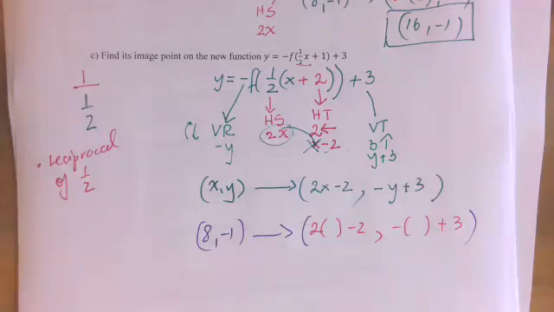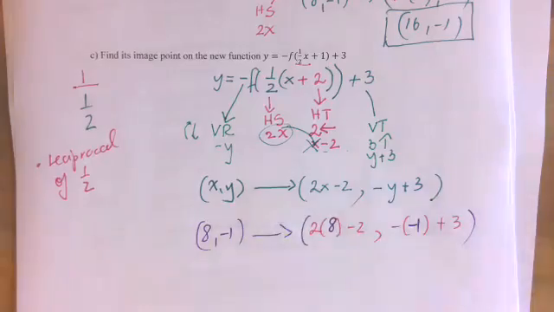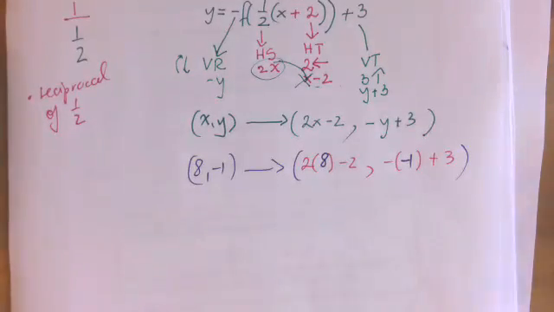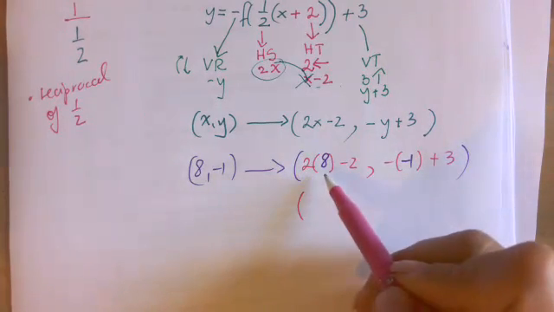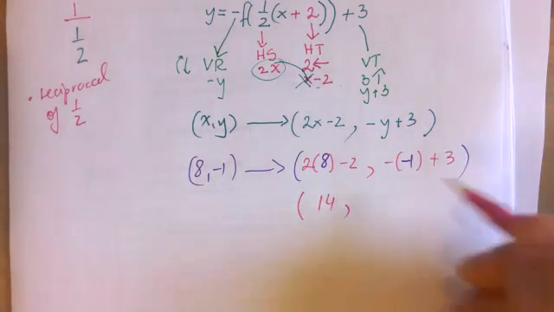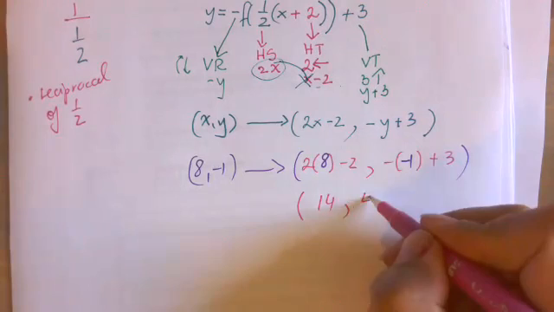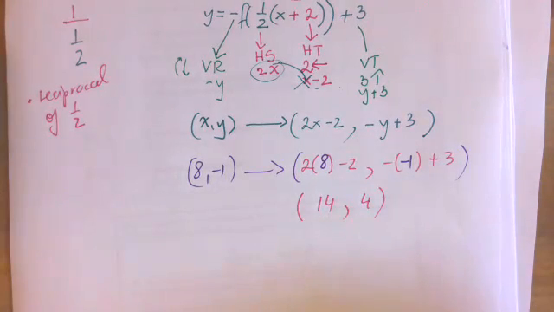So let's plug in here 8, and this one is negative 1. So let's just calculate those points. We have 16 minus 2, so 14. Positive 1 plus 3, so 4. (14, 4).